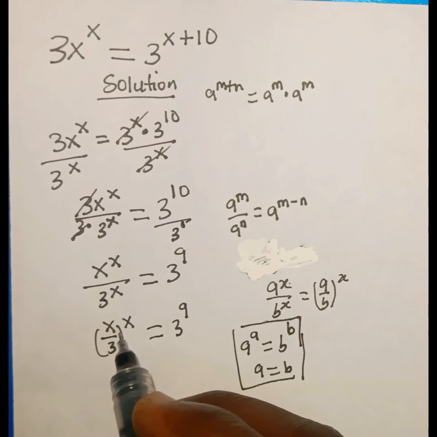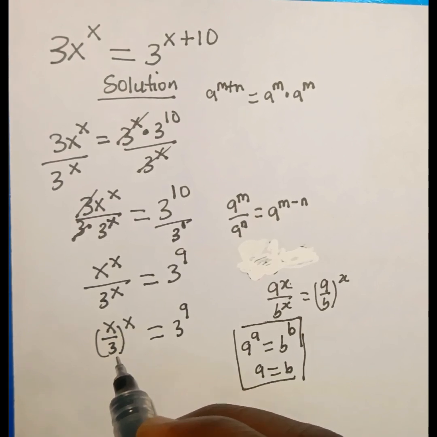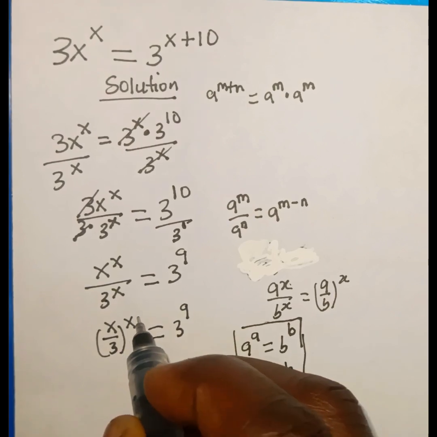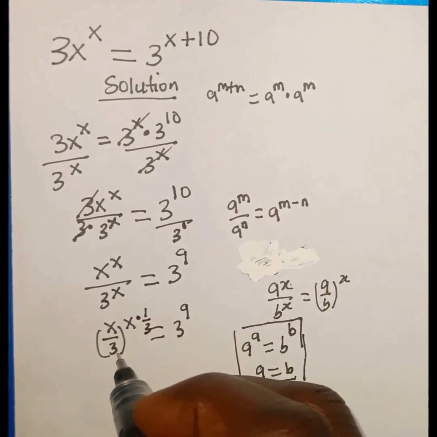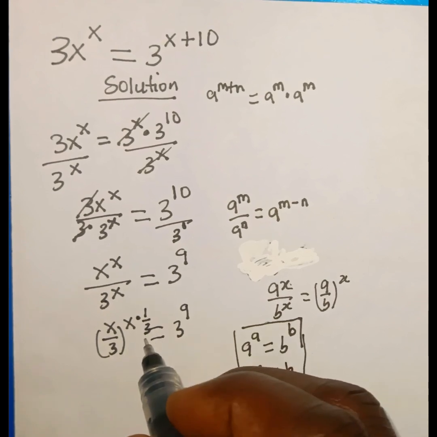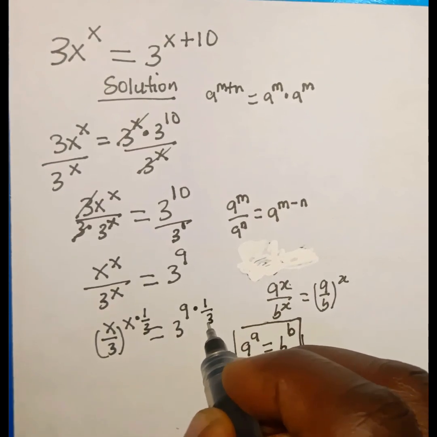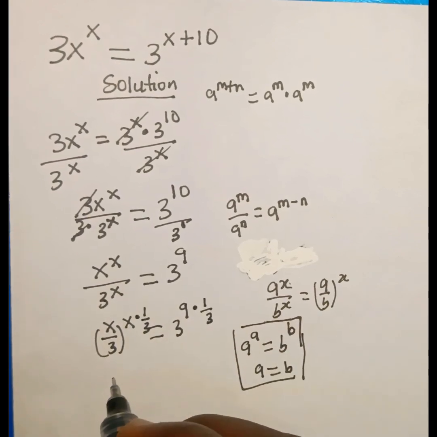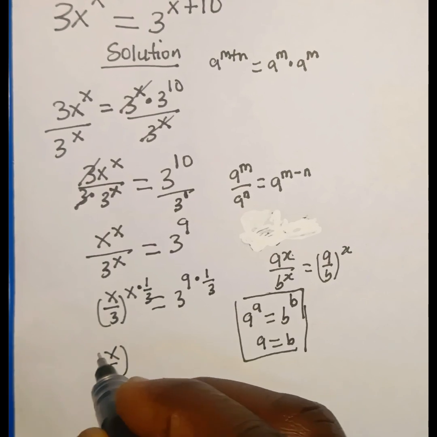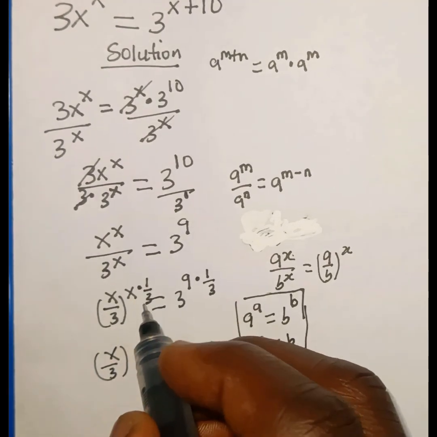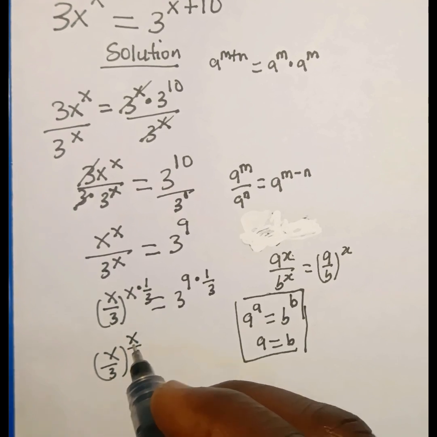Now, what are we going to do to make this to be x over 3? It is by multiplying by 1 over 3. When we multiply x by 1 over 3, it's going to be the same as x over 3. And when we do anything to one side of the equation, we must also do it to the second side. So this is going to be (x over 3)^x, multiplied by 1 is the same as x, then over 3. As you can see, the base and the power is the same.